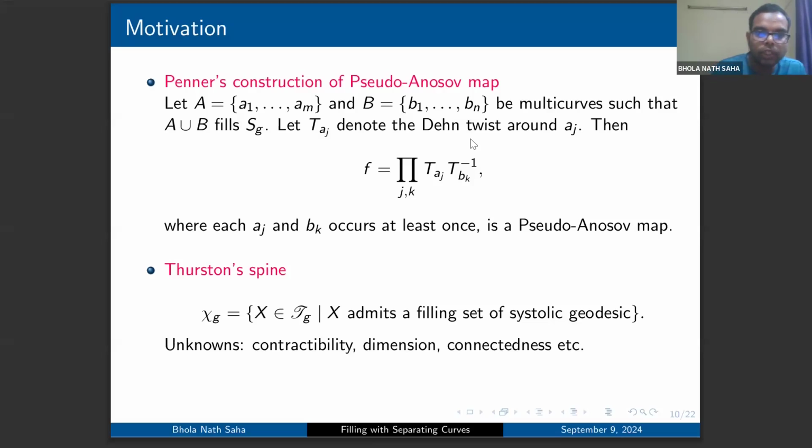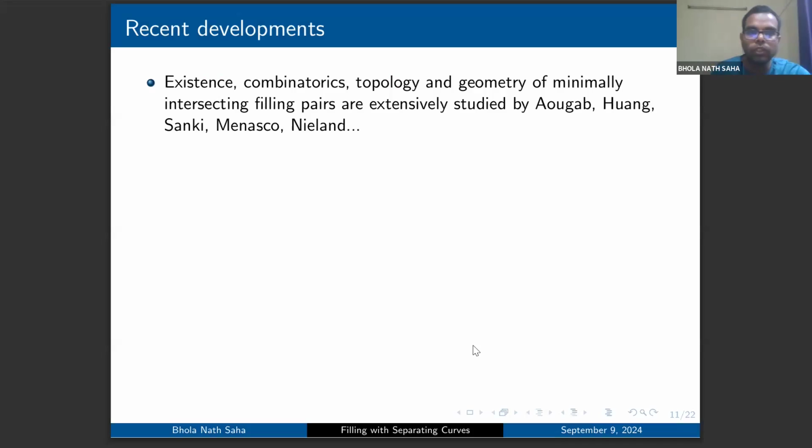Another motivation is due to Thurston. Thurston has claimed that the set X_g of those surfaces in the Teichmüller space which admit a filling set of systolic geodesics constructs a spine. Many things about the set are still unknown, for example contractibility, dimension, connectedness, etc. So now we'll see some recent developments in this direction.